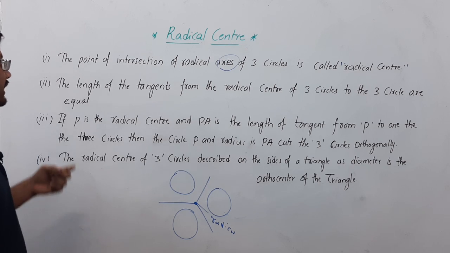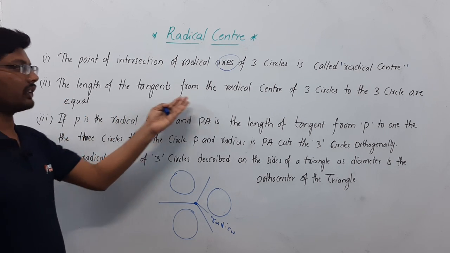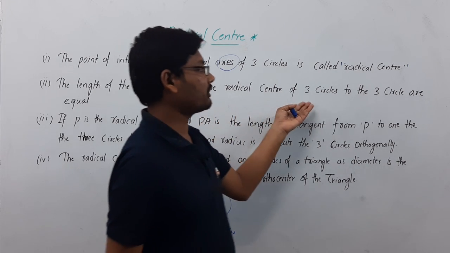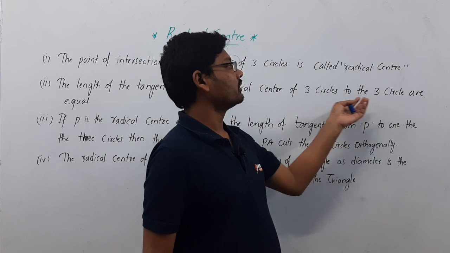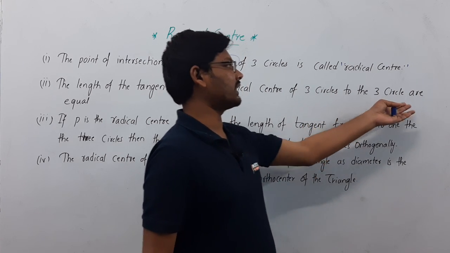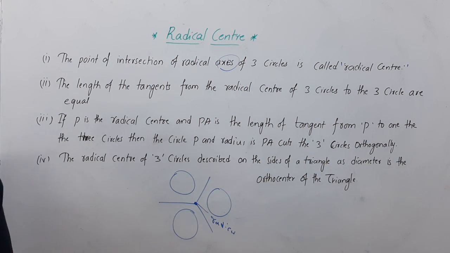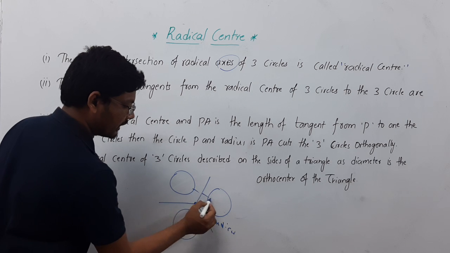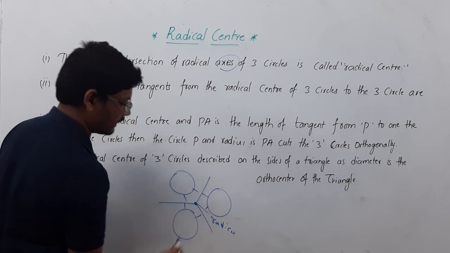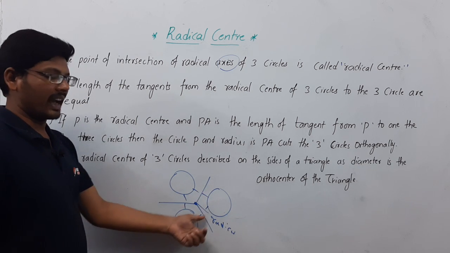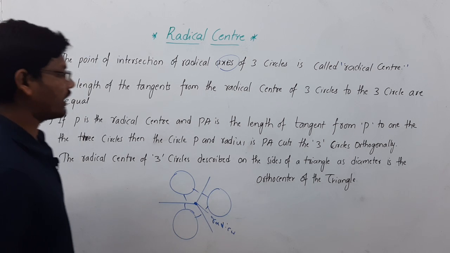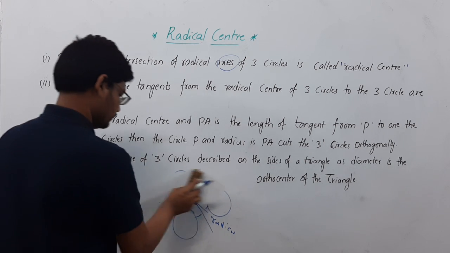And the second point is: the lengths of the tangents from the radical center of three circles to the three circles are equal. This is the point about the second property.